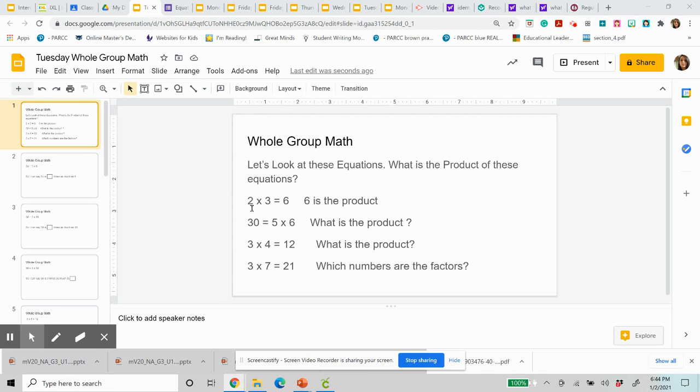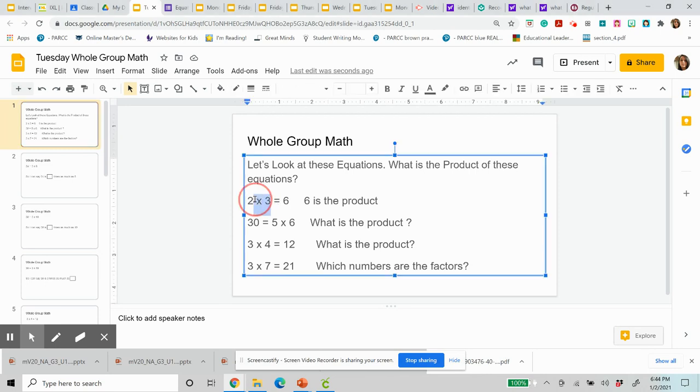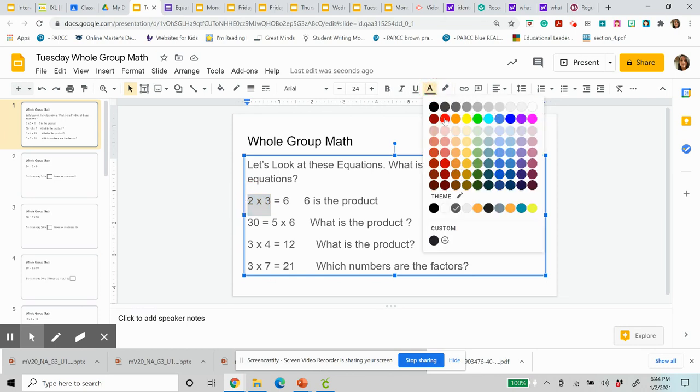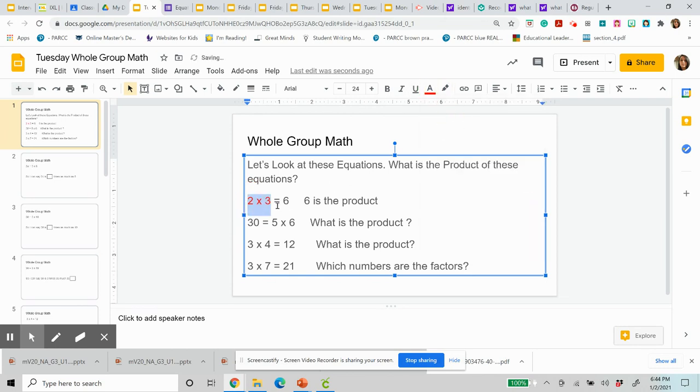So here's an equation. 2 times 3 equals 6, right? This is an equation because it has the equal sign and it's telling you that this is equal or has the same value to 6, okay? So, yes, 6 is the product. If I showed you 30 equals 5 times 6, what is the product?